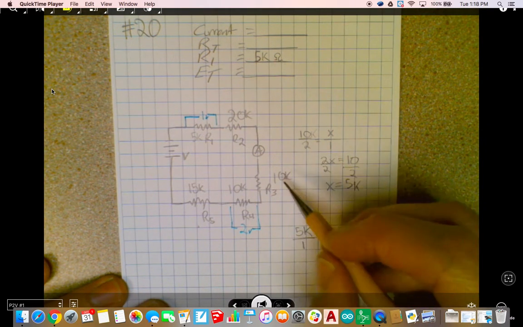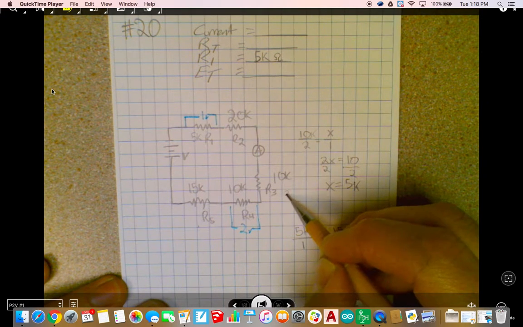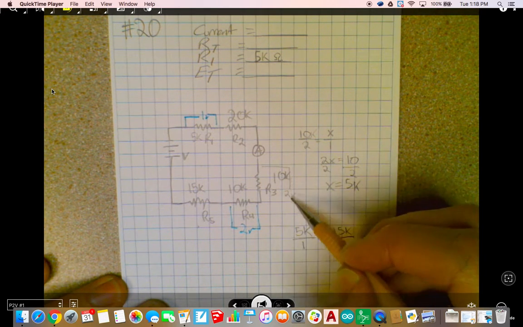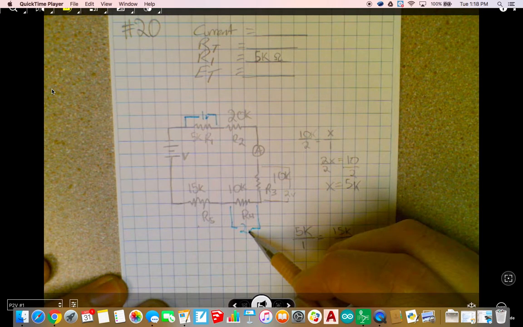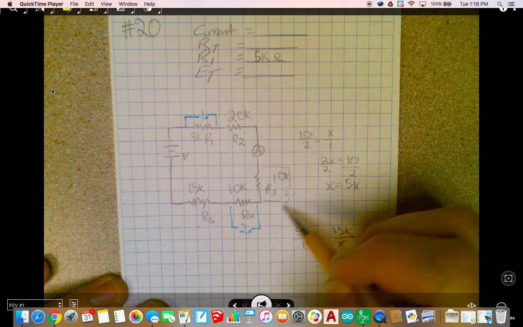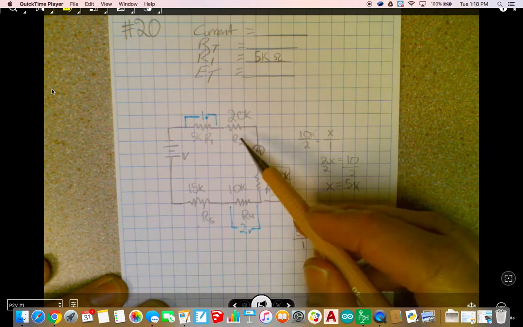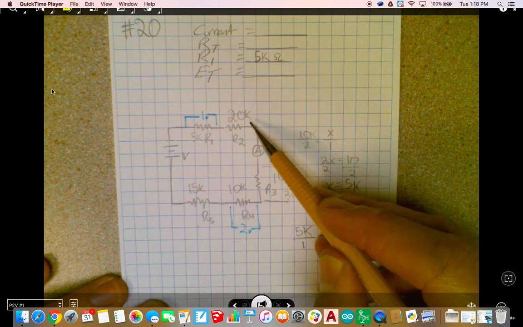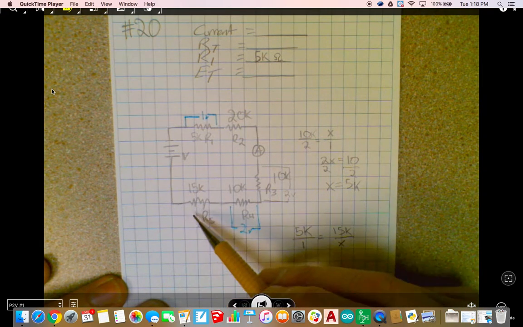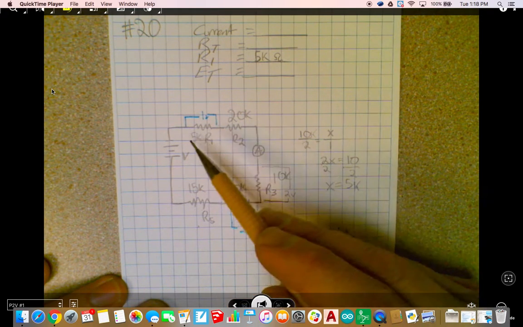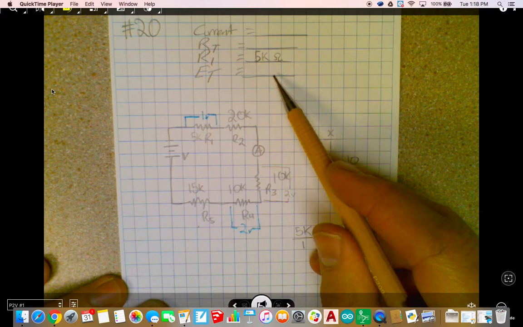This one is easy. R3 we know is 2 volts because it is 2 volts here. So you'll have to solve this one, and this one, and you can add those together to find your voltage total.